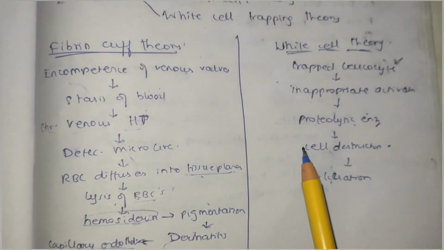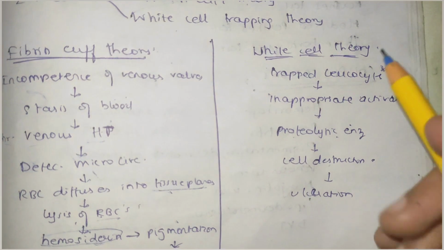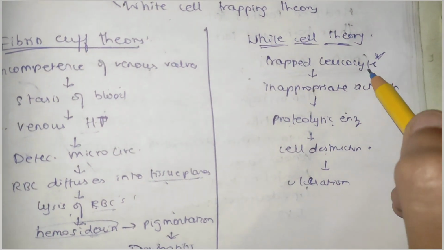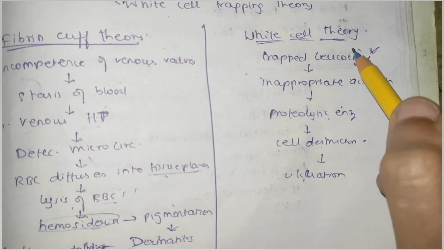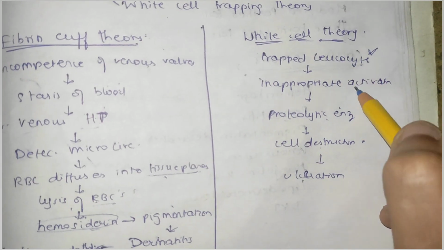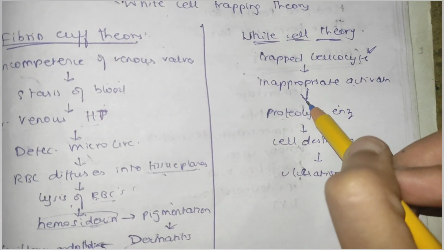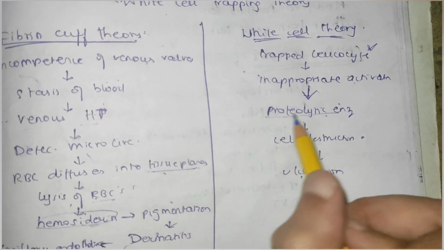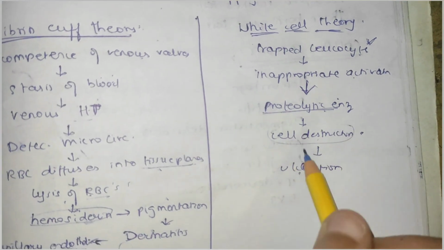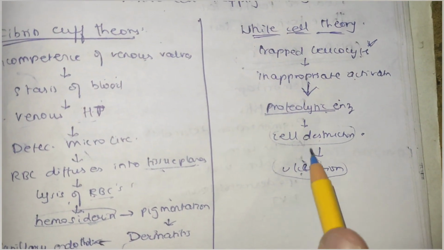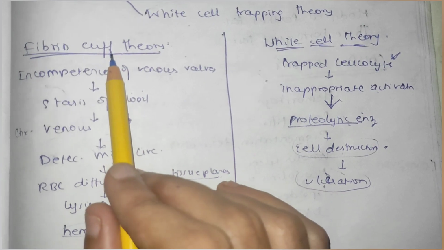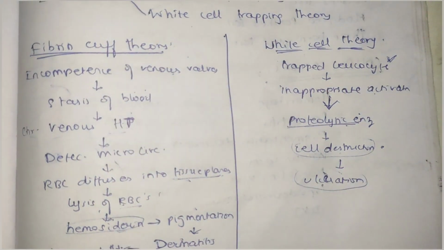So next one is the white cell theory. In white cell theory, due to the stasis of blood, the leukocytes are trapped and these leukocytes are inappropriately activated, that leads to the release of proteolytic enzymes. These proteolytic enzymes cause cell destruction and it further leads to ulceration. So these are the two theories, that is fibrin cuff theory and white cell theory.